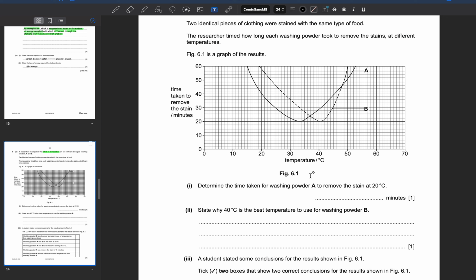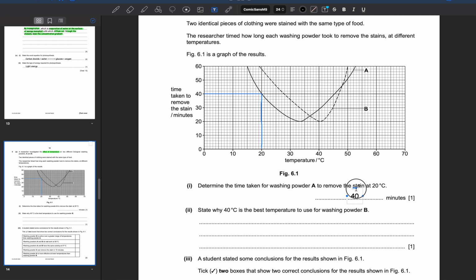The first one, determine the time taken for washing powder A to remove the stain at 20 degrees. Here's 20, and this is washing powder A, so I have to draw a line using the ruler to determine the time taken. Here's the time on the y-axis, so I draw a line like this, and another line to determine the time taken, which is 40 minutes. This is for biological washing powder A.